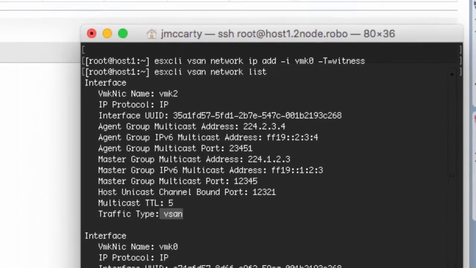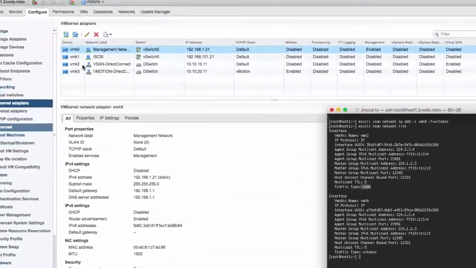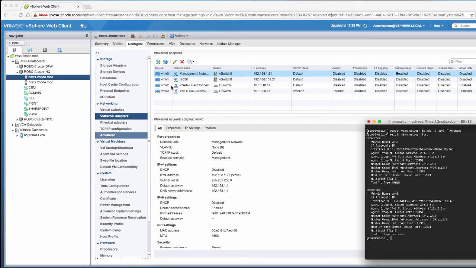By separating this witness traffic and this vSAN traffic, we no longer have the requirement of high-speed switching between nodes, which will provide a lower cost solution when deploying two-node virtual SAN in remote office and branch office environments.